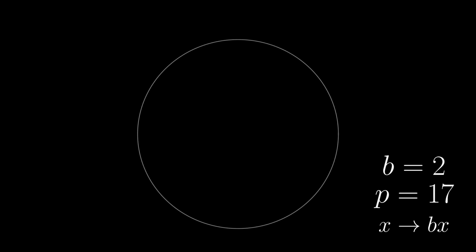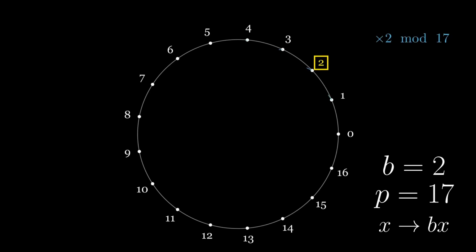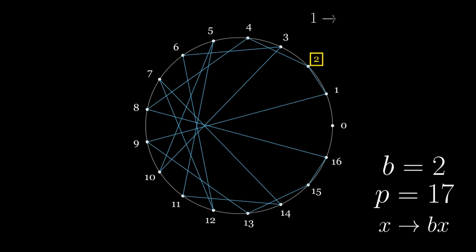Before we jump into it, let's be more clear about how this forms. There are in total 2 parameters, P and B. P is the number of points around the circle, and B is the multiplier. Here, the multiplier is 2, meaning 1 and 2 connect, 2 and 4 connect, 10 and 20, which is equivalent to 3 on the circle, connect.